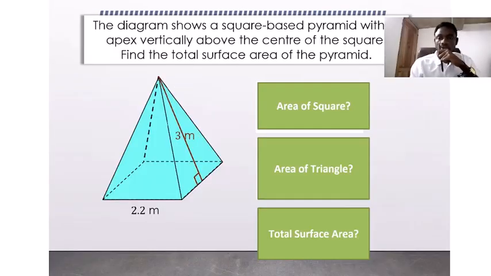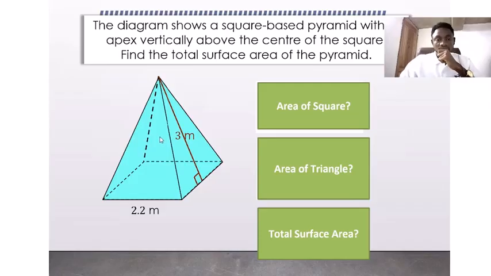So in this example, just as we saw earlier on in the first example, if you want to find the total surface area, then the total surface area will be a combination of the area of the square base and the area of the four triangular faces. So in this example, we are to find the total surface area of the pyramid, which is a square base pyramid with its apex vertically above the center of the square.